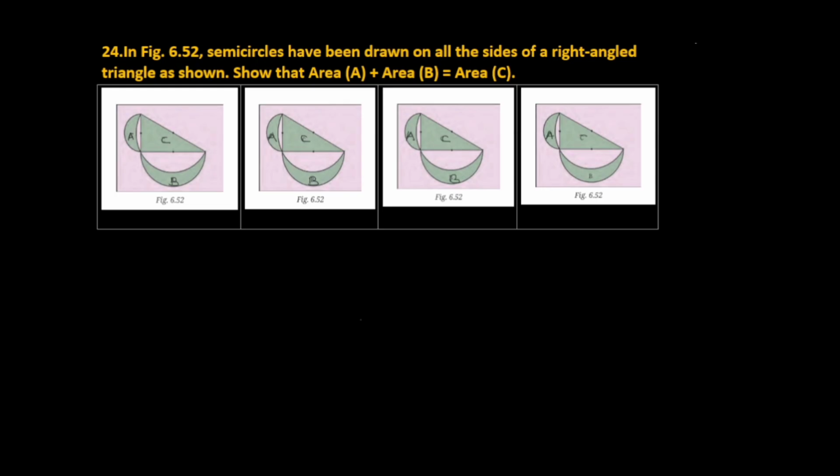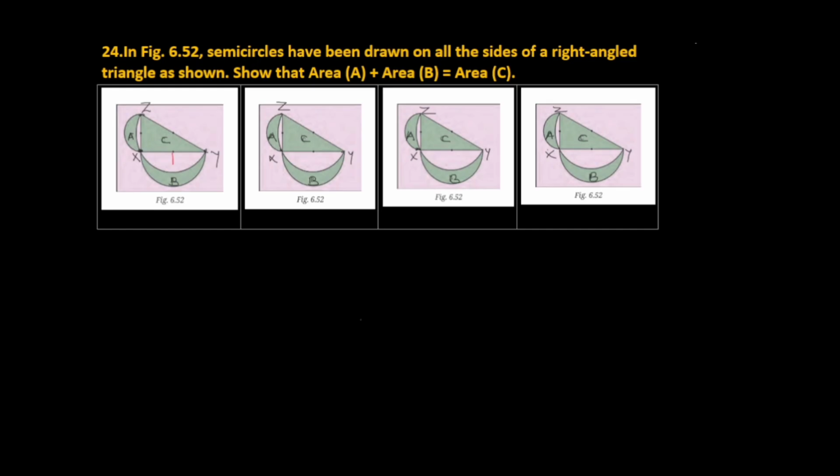A, C and B. Now I am going to name the triangle X. This vertex is X, this is Y, and this is Z. So X, Y, Z is the right angled triangle.